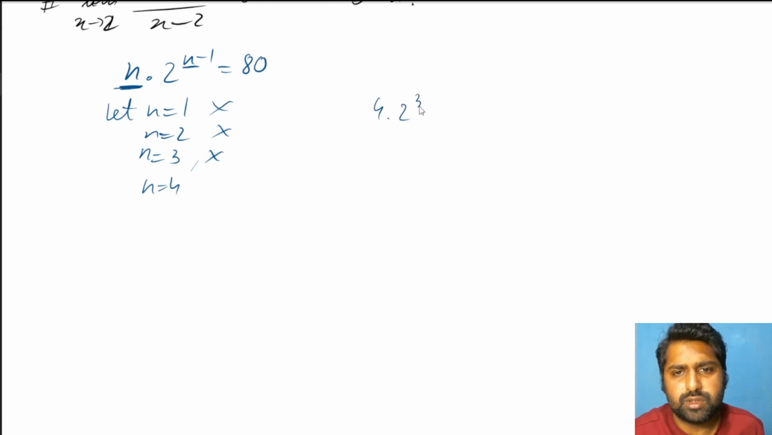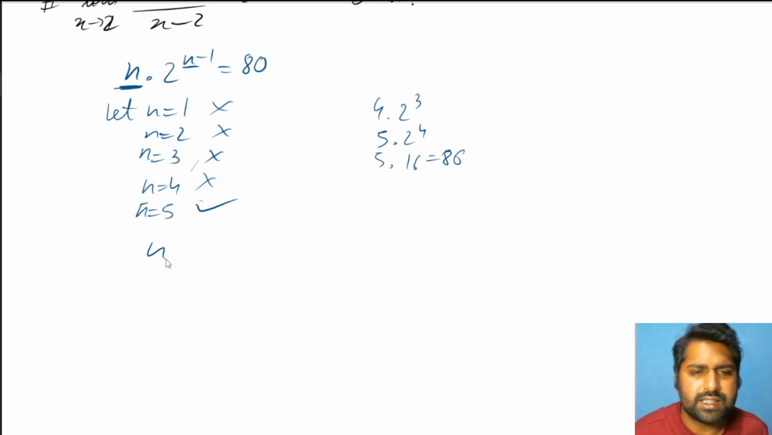4 into 2 raised to power 3, 8, 32, no. 5, so 5 into 2 raised to power 4, 16 into 5, that's 80. Yeah, so 5 will work, so n is 5.